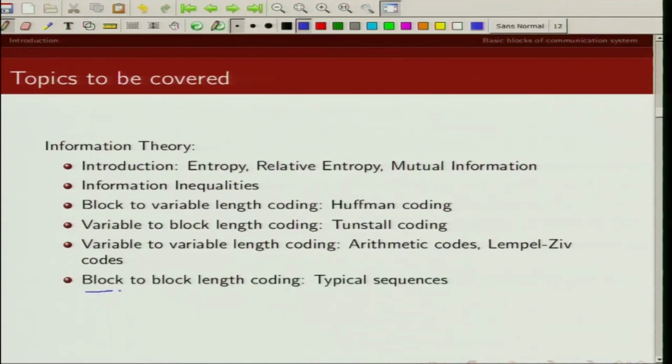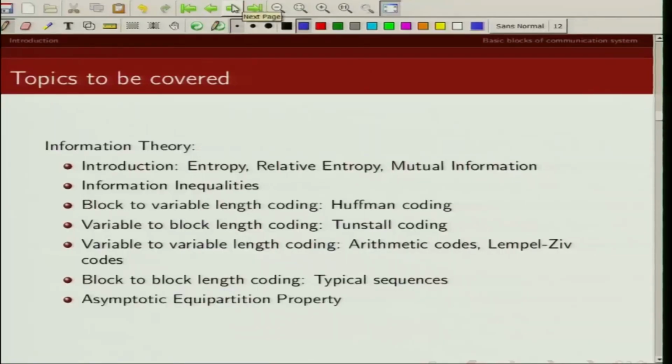We will also talk about block to block length coding. Now if we are doing block to block length coding, to get compression obviously we are encountering a lossy compression. Now we will show that there are some sequences which are more likely to happen. Given a source distribution, there are some sequences which are more likely to happen from that particular source, and some sequences are less likely to happen.